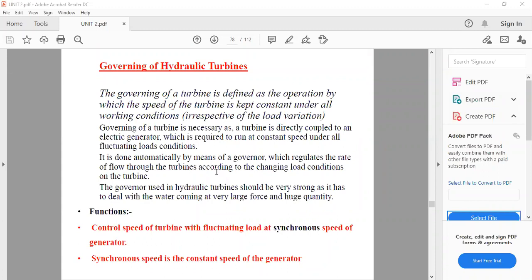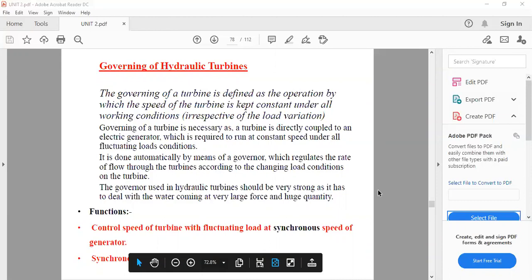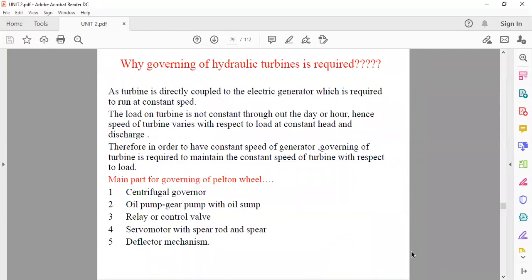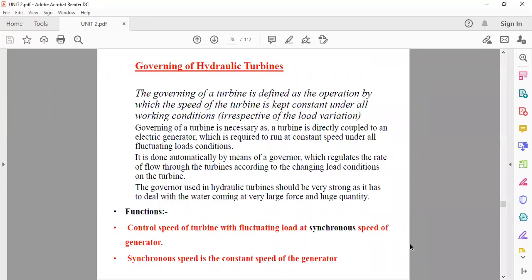The governor used in a hydraulic turbine should be very strong as it has to deal with the water coming at very large force and huge quantity. Here we have used a governor for controlling the speed of the turbine. Its actual function is to control the speed of the turbine with fluctuating load at the synchronous speed of the generator. Synchronous speed is the constant speed of the generator.